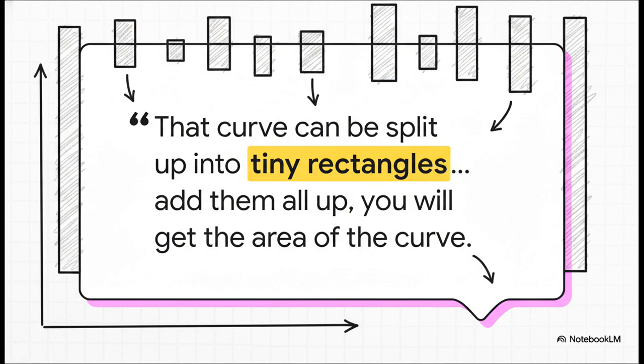This Redditor, Sharog, just explained it perfectly. If you can imagine slicing that area into an infinite number of impossibly thin rectangles, the sum of all their areas, well, it wouldn't be an approximation anymore, would it? It would be the exact area.